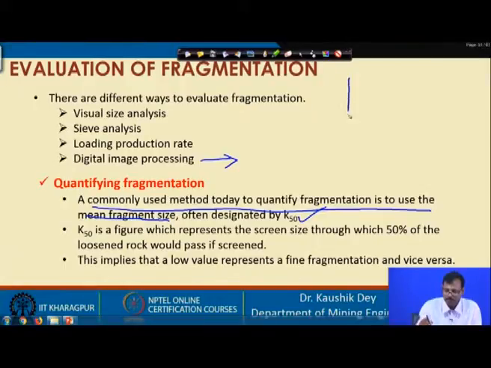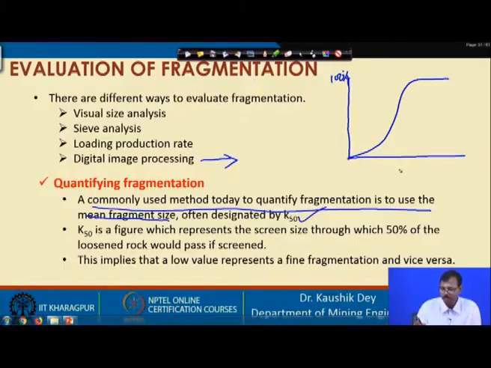Say this is the cumulative mass, this is the size, and say this is the 50%. So, this is basically the average fragment size.